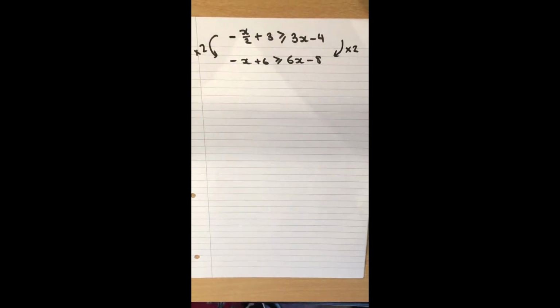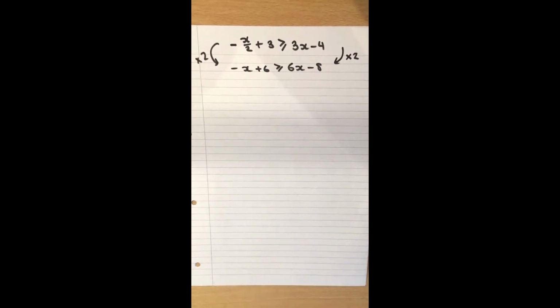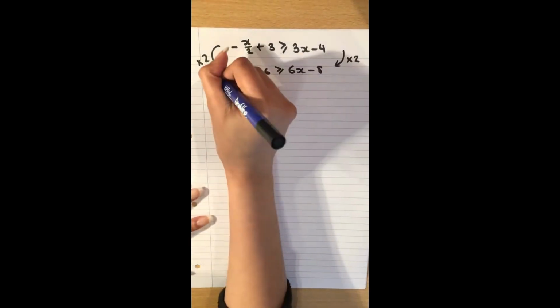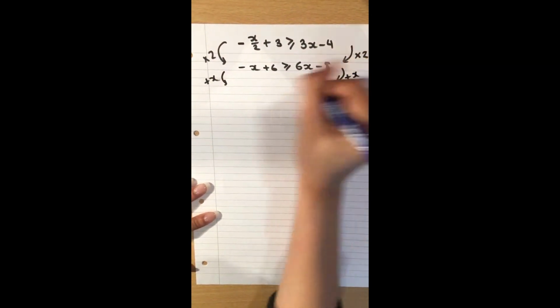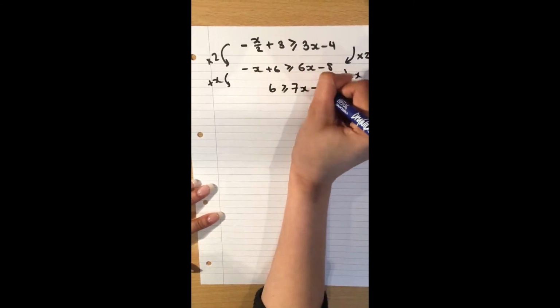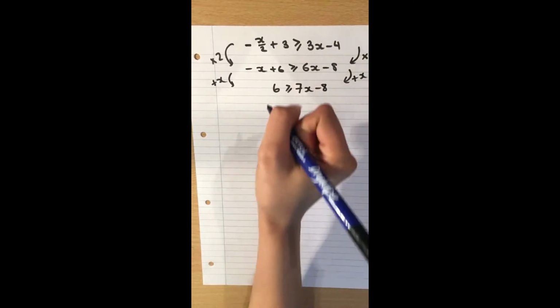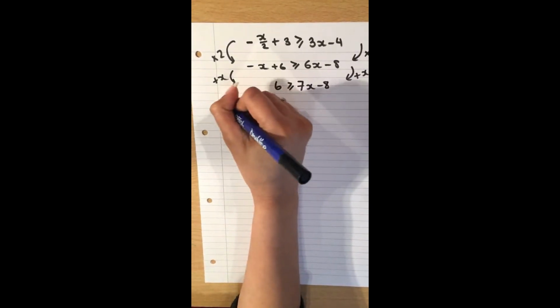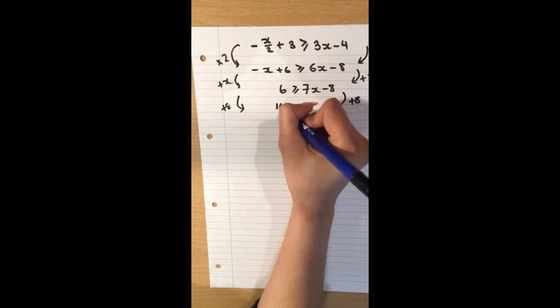So we want to group the x values together to one side. So if we add x to both sides, which is also one of our normal operations, we get this. And we want to group our constants to one side. So if we add 8 to both sides, we get this.